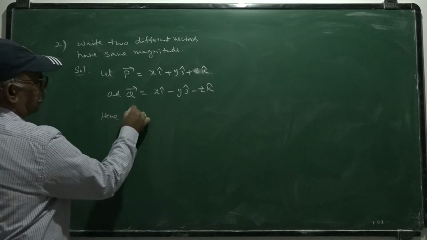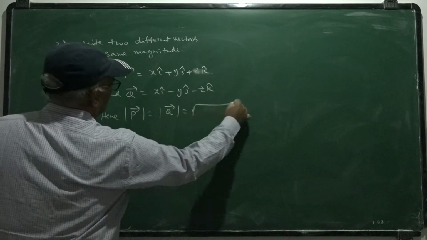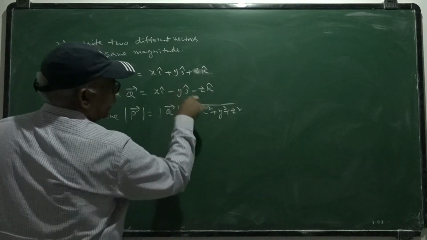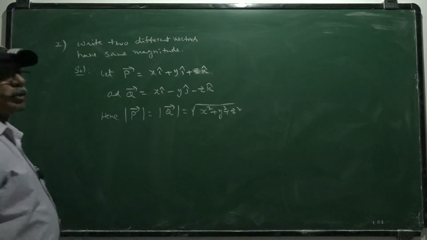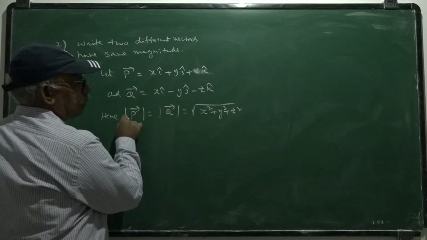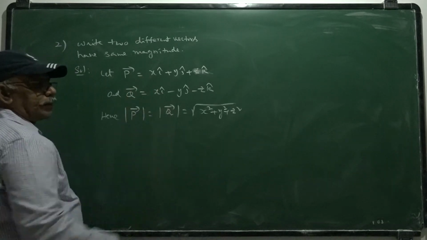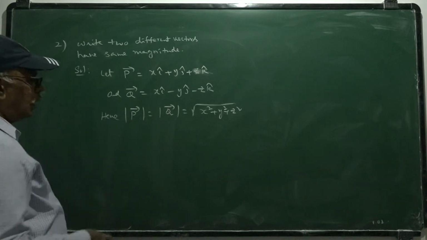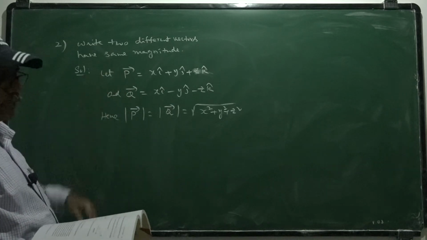Here, modulus of P bar is equal to modulus of Q bar, because the square of minus y and minus z is the same as the square of y and z. Hence, modulus of P bar is the same as modulus of Q bar. These two are different vectors, whereas the magnitudes are equal.